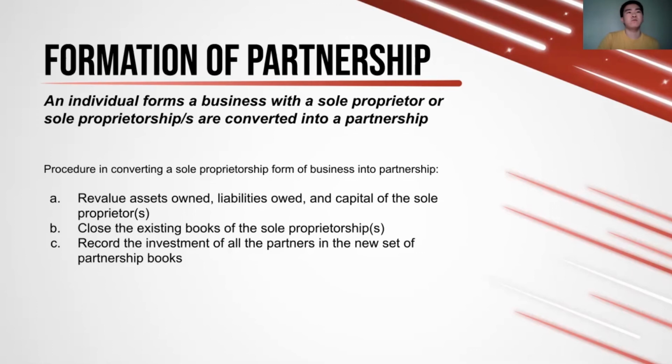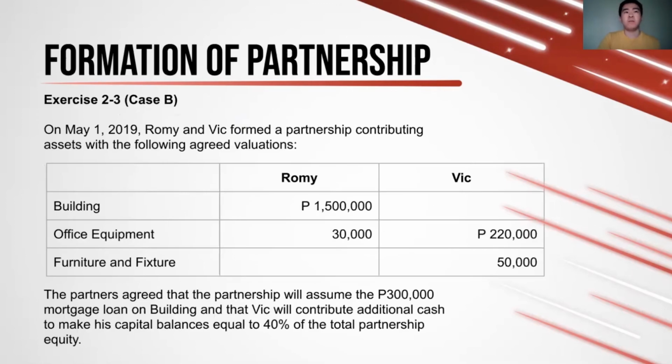Now let's use exercise 2-3 case B as our example and as our exercise for this discussion. So for this problem, on May 1, 2019, Romy and Vic formed a partnership contributing assets with the following agreed valuations. For building, Romy 1,500,000 pesos. Office equipment, Romy 30,000, Vic 220,000 pesos. And for the furniture and fixture, Vic contributed 50,000 pesos. The partners agreed that the partnership will assume the 300,000 mortgage loan on building, and that Vic will contribute additional cash to make his capital balance equal to 40% of the total partnership equity.